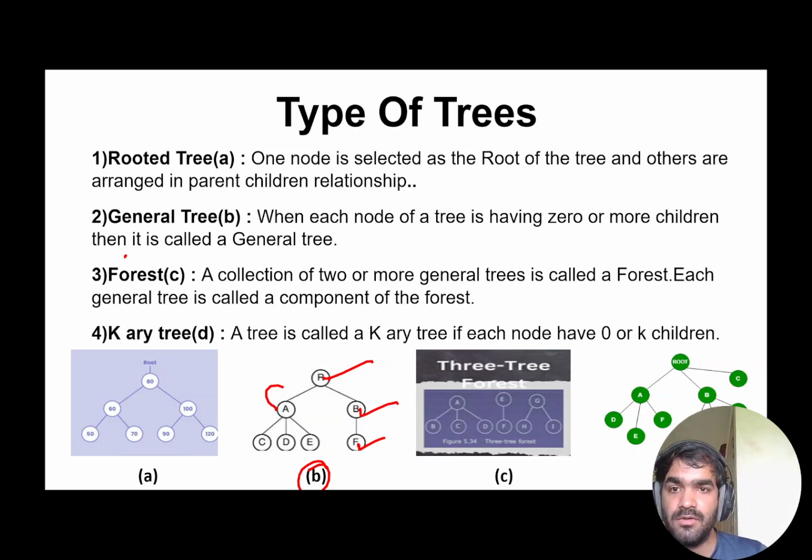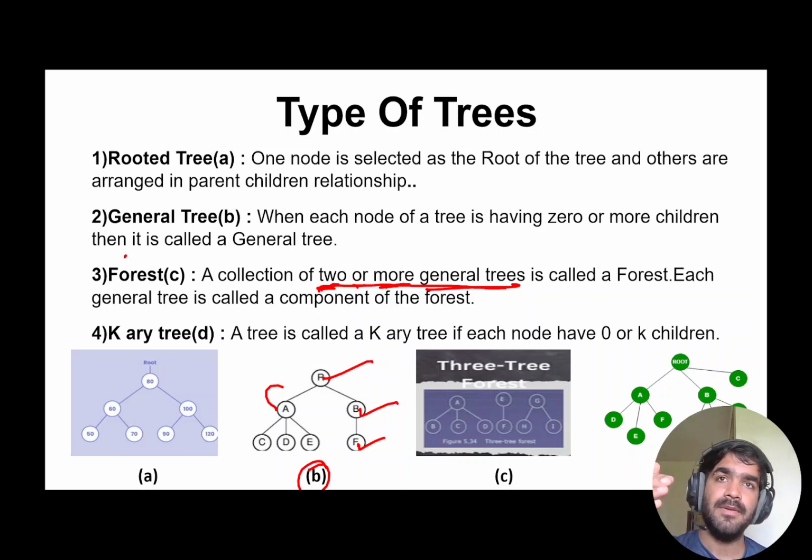So let's come to the forest. A forest is a collection of trees, a collection of 2 or more general trees. 2 or more general trees is the keyword for this. From a single tree we cannot make a forest. For making a forest we need at least two trees, and they might be general, or any kind of tree which we will be studying ahead.